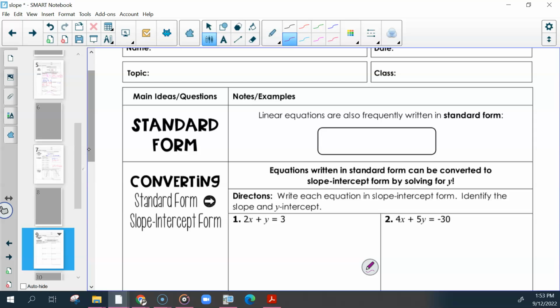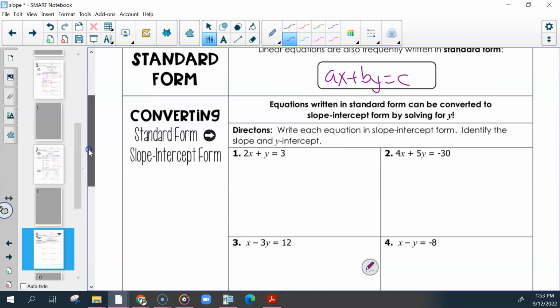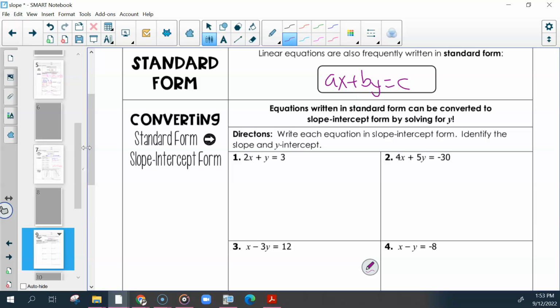Not only will some equations be given in slope-intercept form, some will also be given in standard form. You don't need to memorize this, but you do need to know what it looks like. Ax plus By equals C will be in that format. If we get an equation in that format, we need to rearrange it so that it's back in slope-intercept form, or convert it back.